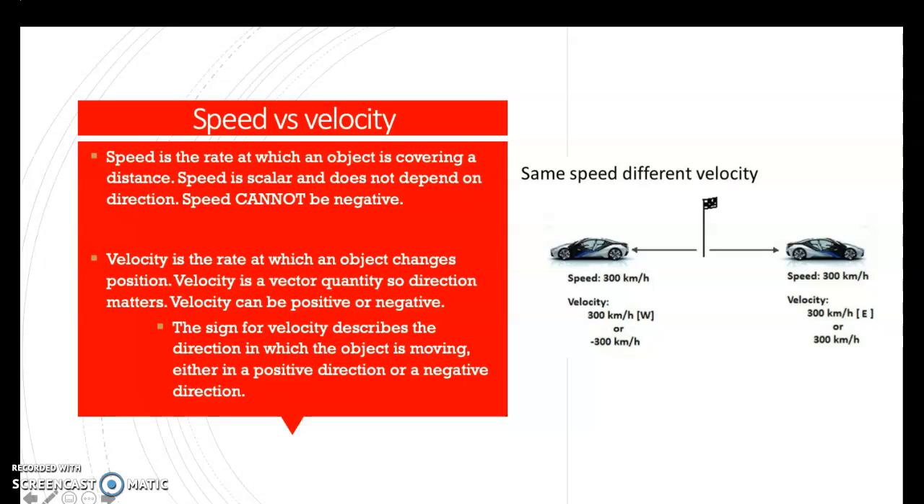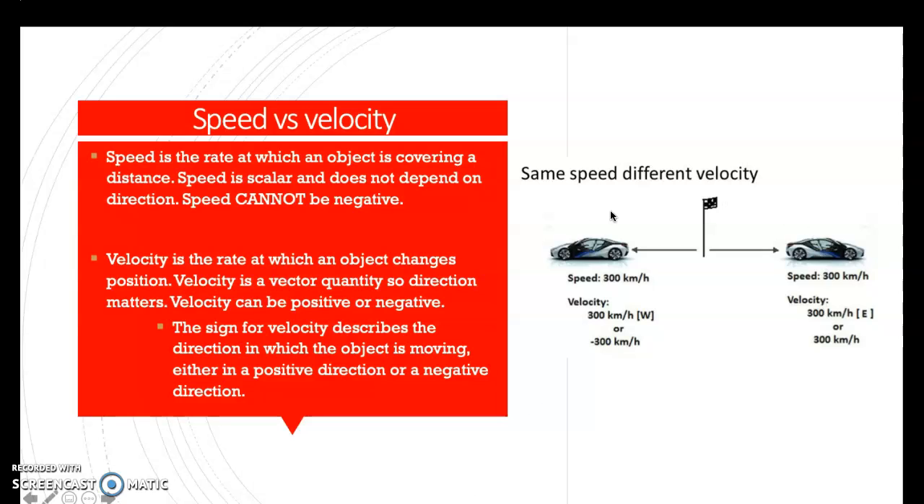distance. Speed is scalar and does not depend upon direction, so it cannot be negative. You cannot have a negative speed. Whereas velocity is the rate at which an object changes position. So again, the direction that the object is moving is what matters. Velocity can be positive or negative. And again, that sign is giving you an indication as to whether or not the object is moving in a positive direction or a negative direction.